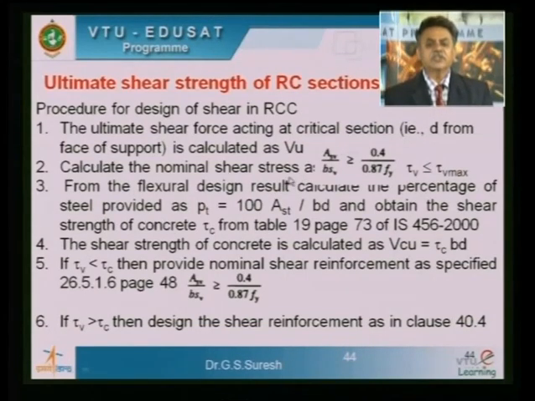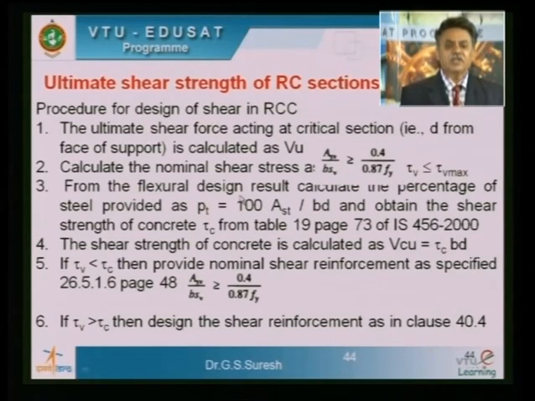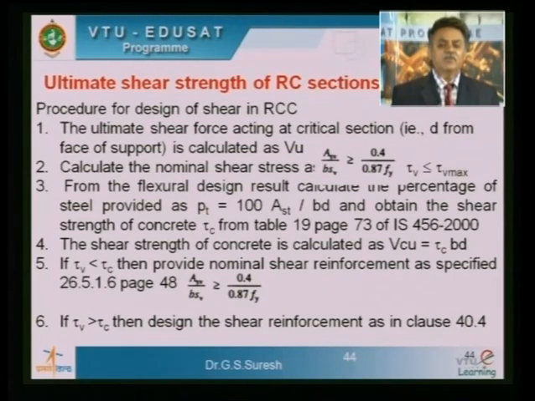So, calculate the nominal shear stress tau V. ASV by BSV is greater than or equal to 0.4 by 0.87 FY whenever tau V is less than or equal to tau V max. From the flexural design result, we calculate PT as 100 AST by BD and obtain the shear strength tau C from Table 19. If tau V is less than tau C, we do not provide the designed shear reinforcement. If tau V is greater than tau C, then I calculate SV from this formula.